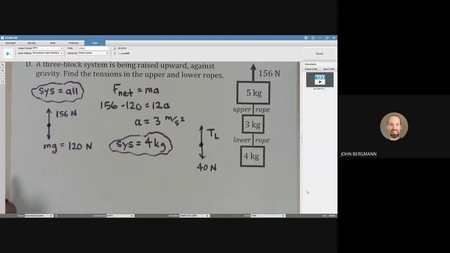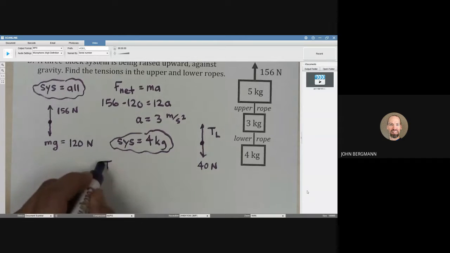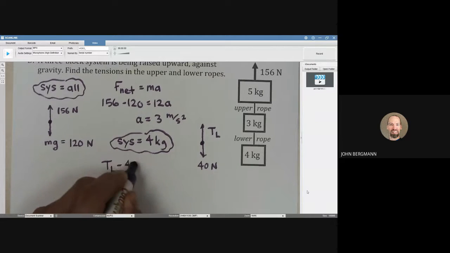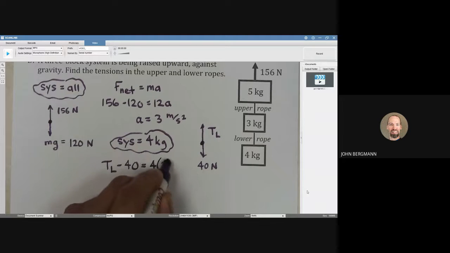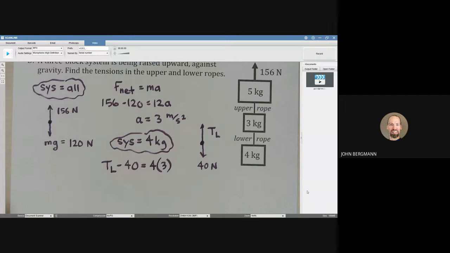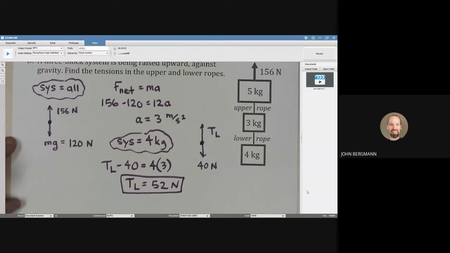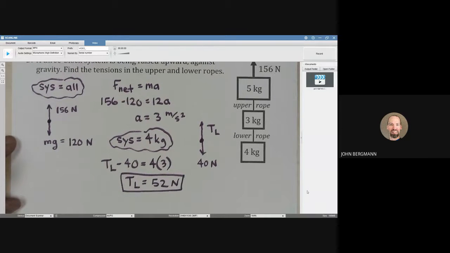So let's do Newton's second law with that. T sub L, take away 40, is equal to the mass times the acceleration. We already found that. So what does this come out to? 12 plus 40, 52. All right, that was the lower rope. Well, let's try and find the upper rope now. How should we do that?